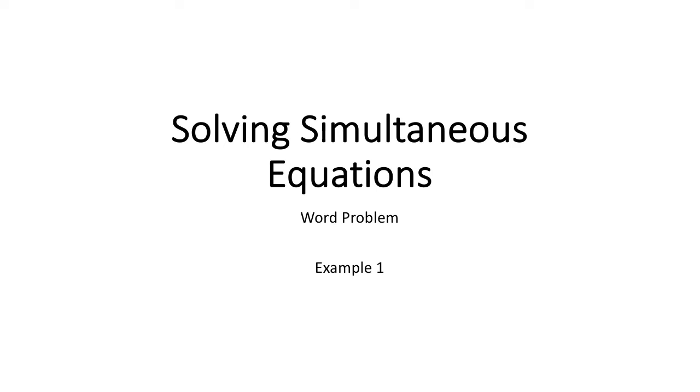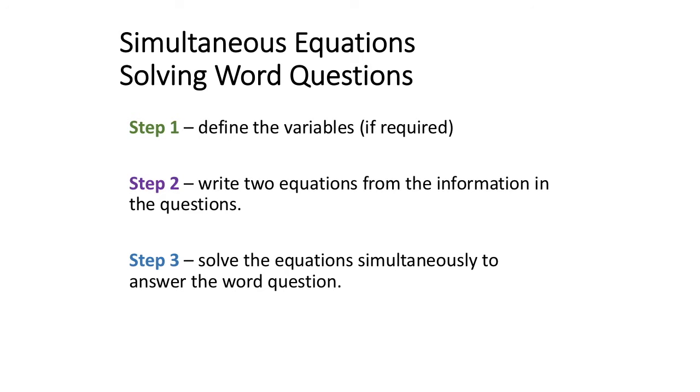This video will have a look at using simultaneous equations to be able to solve a word problem. So to use simultaneous equations to be able to solve a word problem, the first step is to define the variables if required. Sometimes a question will do that for you, other times you will need to define what those variables are going to be. You can use x and y, or you can use any other combination of variables you choose. Sometimes I find it easier to use x and y because that is what I'm used to using.